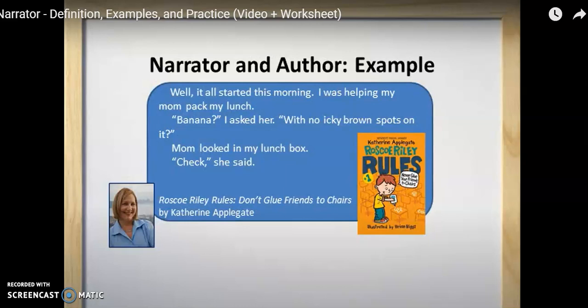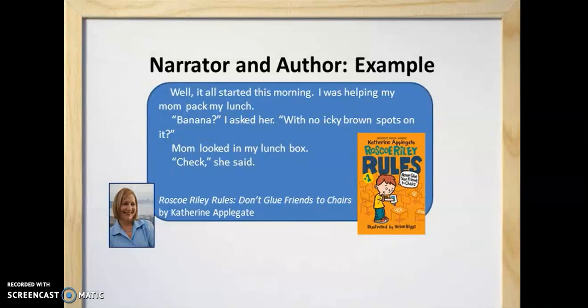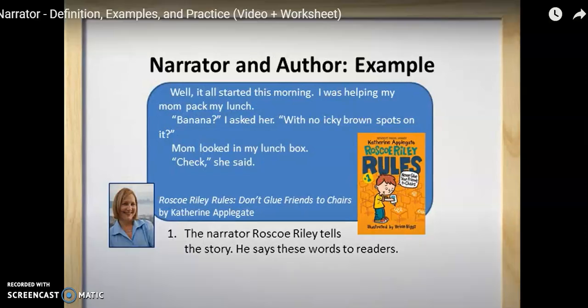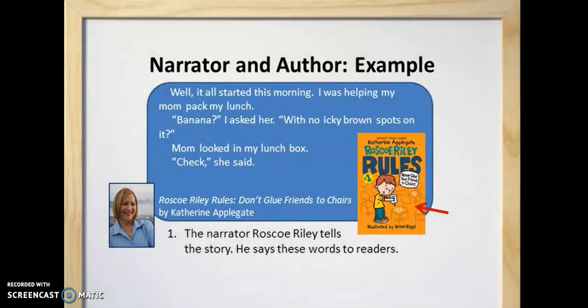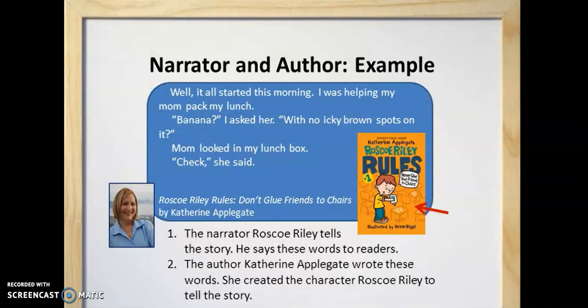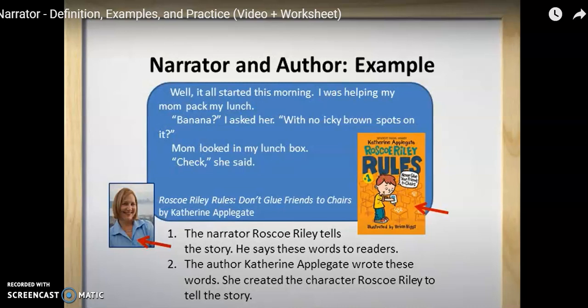This is a fragment of this book, as I told you. And as you can see, this lady, who is the author, creates Roscoe Riley, but at the same time Roscoe Riley is the person who is telling the story. He's a character as well. The narrator Roscoe Riley tells the story. He says these words to readers. The author, Catherine Applegate, wrote these words. She created the character Roscoe Riley to tell the story. So she invents this boy to tell the story. He is the narrator, as I told you, but also the main character of the story, and the name is Roscoe Riley.